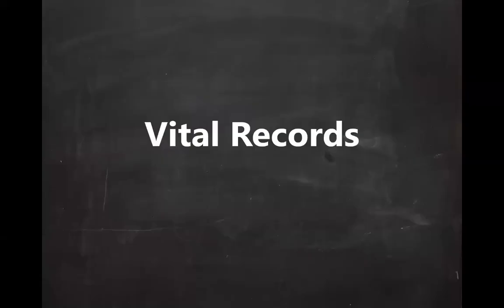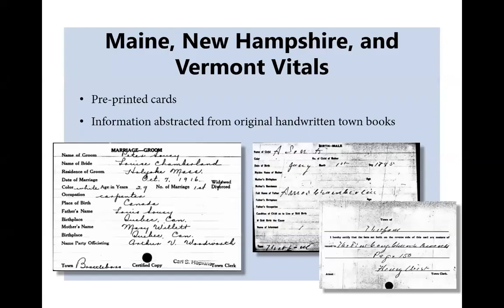Now let's talk about those vital records. Maine, New Hampshire, and Vermont vital records usually appear on pre-printed cards, as you see on this slide. For the most part, these records are the town clerk's abstraction of the original handwritten town books. So, for example, in 1919, the Vermont legislature required town clerks to fully document all the births, marriages, and deaths from the records, not only of the town, but also the town's churches and the town's cemeteries. The state of Vermont pre-printed blank cards for different types of vital records and sent them to the clerks and said, go forth and abstract.